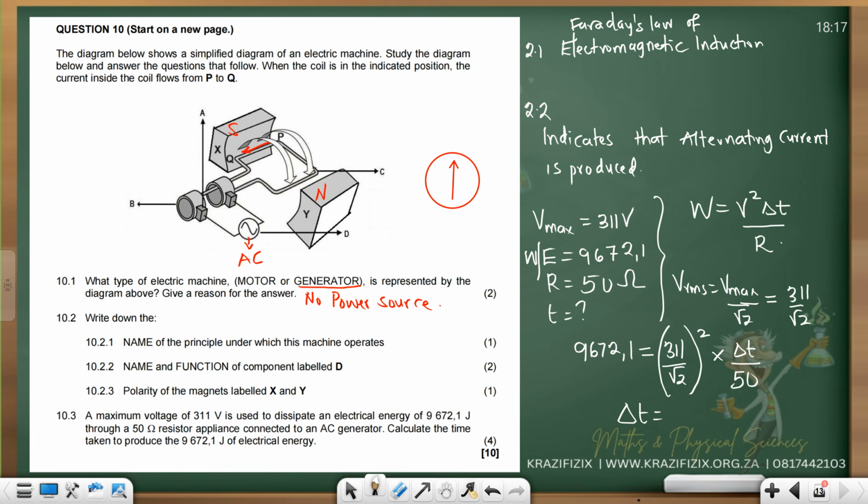Ten seconds. Somebody confirm it? You're saying no. 10 seconds. 1 times 10 to the power 1. 10 seconds.